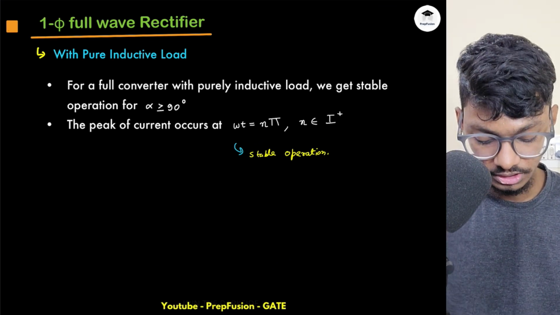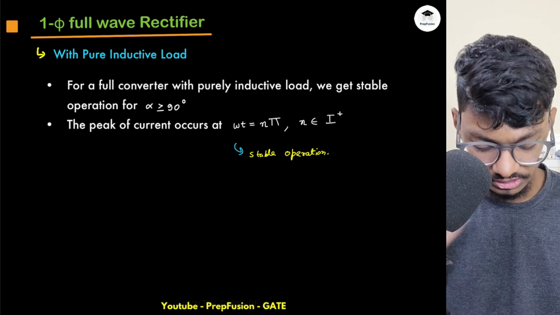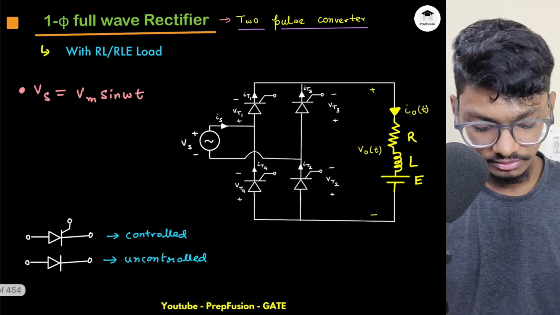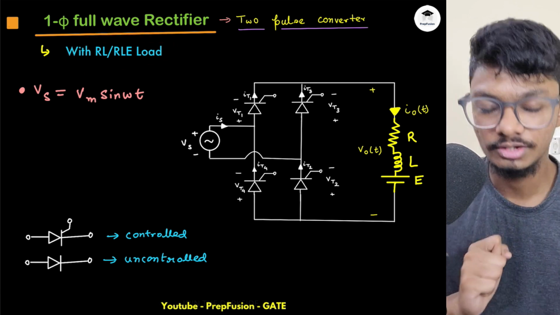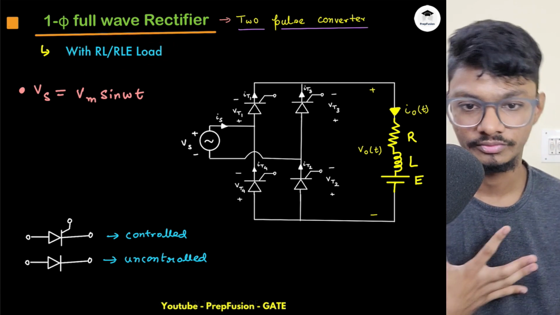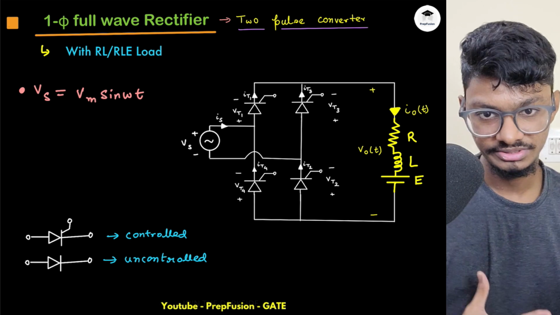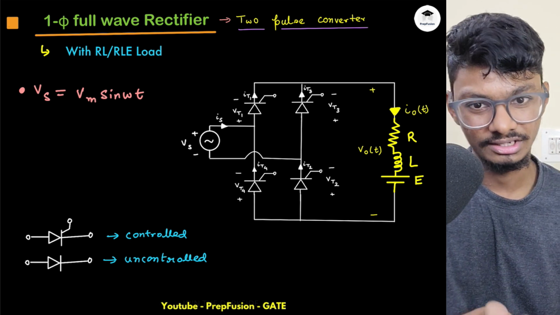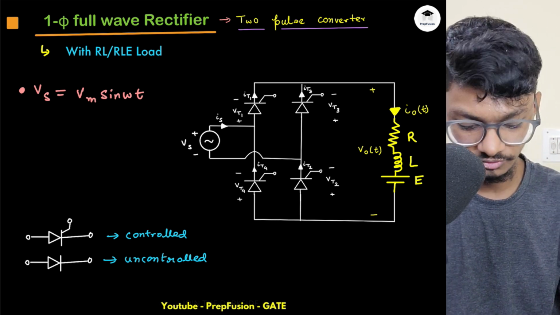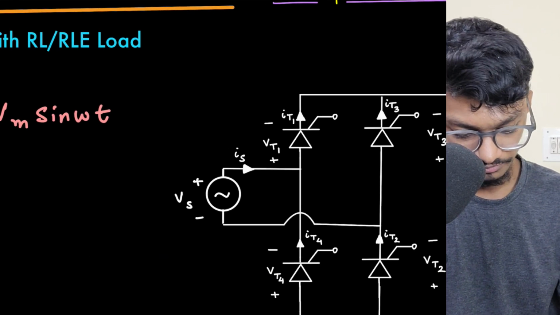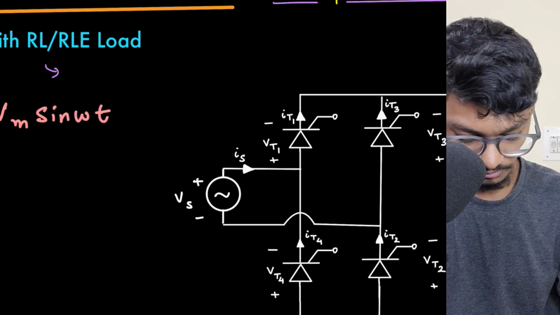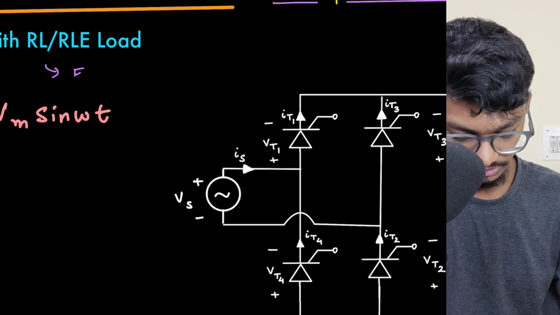Now we will analyze the full wave rectifier with RLE load. So we will study RL and RLE load together, and this will be simpler only, don't worry, because the procedure will be same. Separately you can derive for RL load. So you just put E equals to 0 for RL, right? That's it.